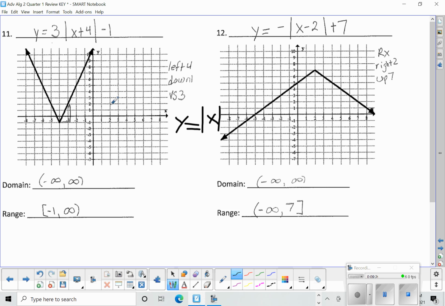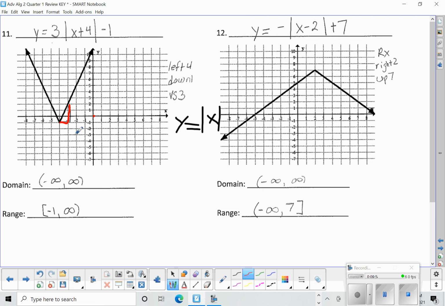Now, let's talk about what's going on with number 11. Again, I start at the origin. It's moved left 4, down 1. So left 4, that's on the inside, down 1 on the outside. Now it looks a little skinny or a little tall. So if I go right 1, I go 1, 2, 3. Oh, I went up 3.